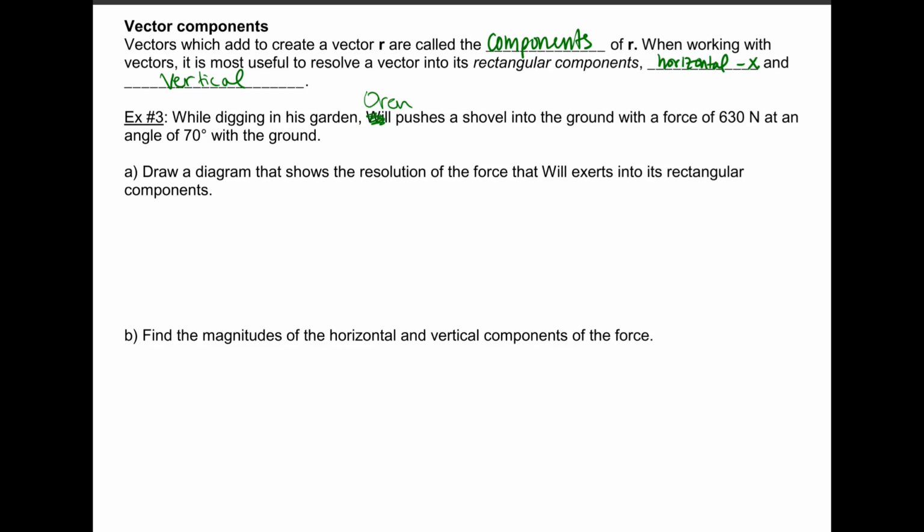Draw a diagram that shows the resolution of force that Oren exerts into its components. Okay, so this is what the homework was mostly about, because this is the important thing. This is what you have to know how to do.